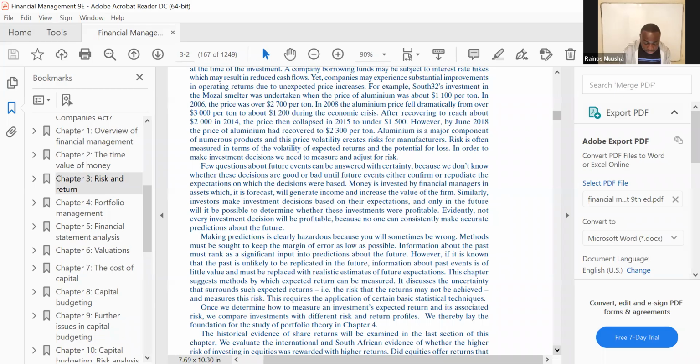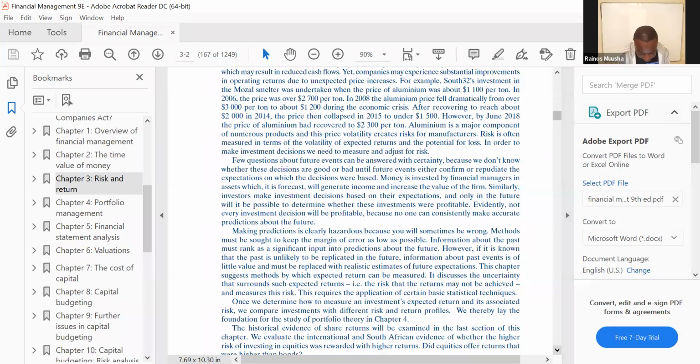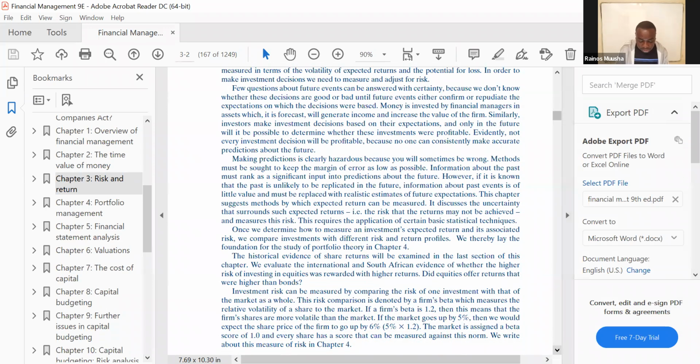of the firm. So similarly, investors make investment decisions based on their expectations, and only in the future will it be possible to determine whether these investments were profitable. Evidently, not every investment decision would be profitable because no one can consistently make accurate predictions about the future. So making predictions is clearly hazardous because you will sometimes be wrong. So methods must be sought to keep the margin of error as low as possible.